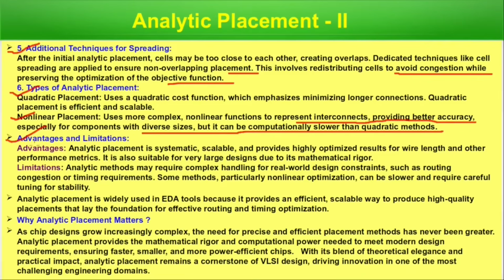And advantages and limitations. Advantages: analytic placement is systematic, scalable, and provides highly optimized results for wire length and other performance metrics. It is also suitable for very large designs due to its mathematical rigor. It's very rigorous. And the limitations: analytic methods may require complex handling for real-world design constraints such as routing, congestion, or timing requirements. Some methods, particularly nonlinear optimization, can be slower and require careful tuning for stability.